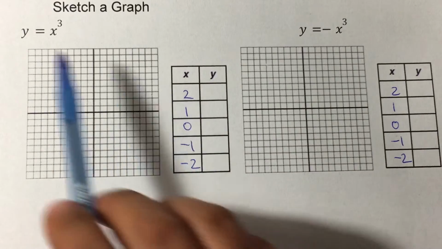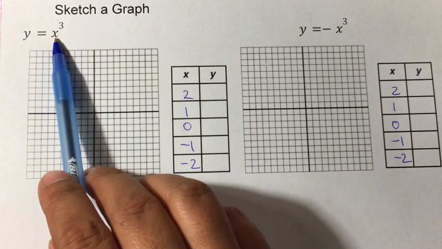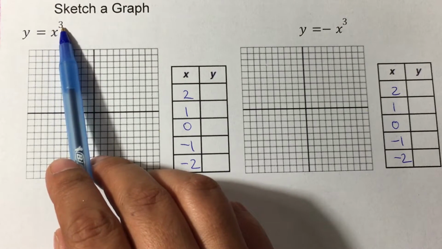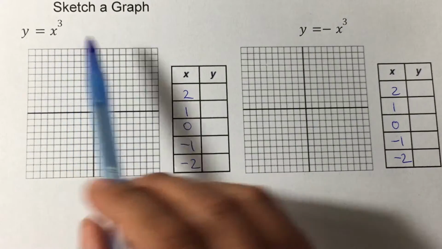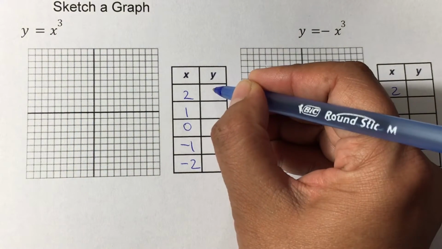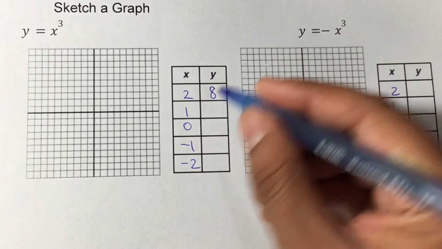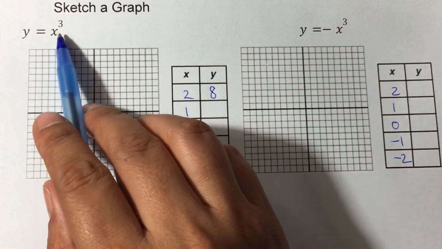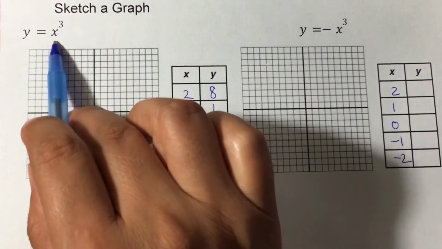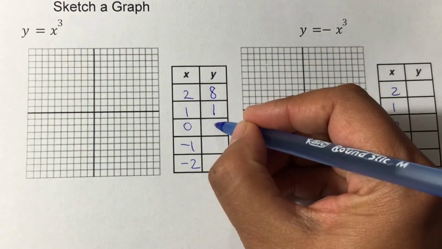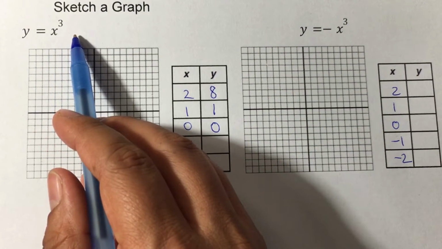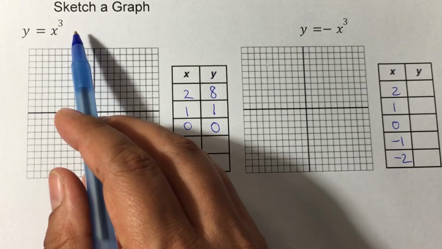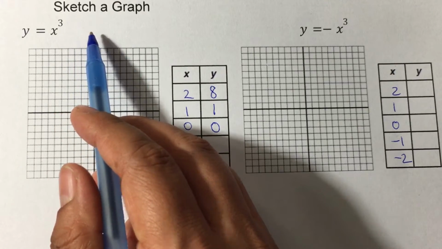Okay, so if I substitute the 2 in here, it means 2 to the third power. It doesn't mean 2 times 3. It means 2 times 2 times 2, which is 2 times 2 is 4, times 2 is 8. 1 times 1 times 1 is 1. 0 times 0 times 0 is 0. Negative 1 times negative 1 is positive 1, times negative 1 is negative 1.